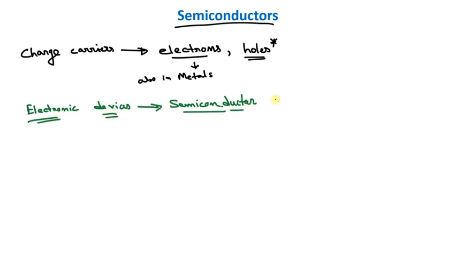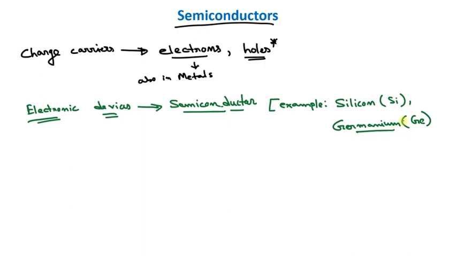So can you give some example of semiconductor? Yes, you are right. Silicon. Definitely silicon is a very good example of semiconductor. Silicon's symbol is Si. What else? Germanium, right? Its symbol is Ge. Both silicon and germanium are group 4 materials, and these are not the only semiconductors, there are other semiconductors as well. We'll discuss more about this in our later classes.